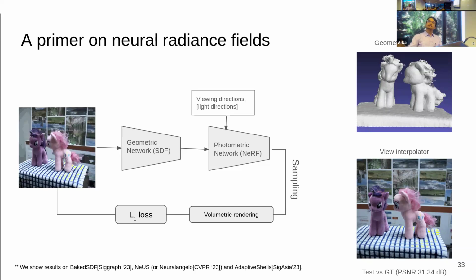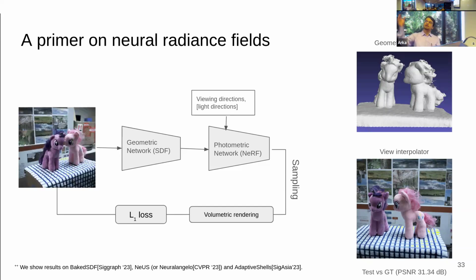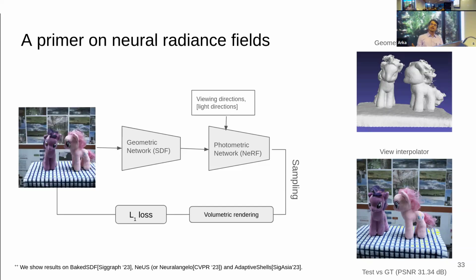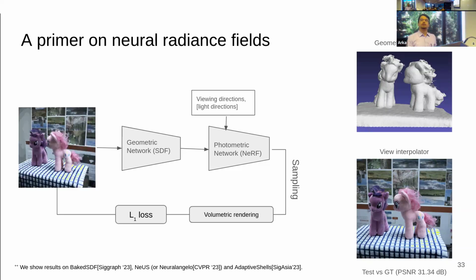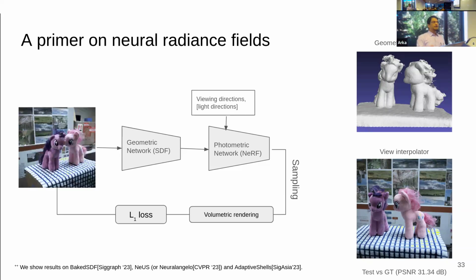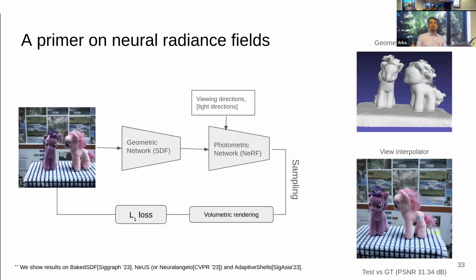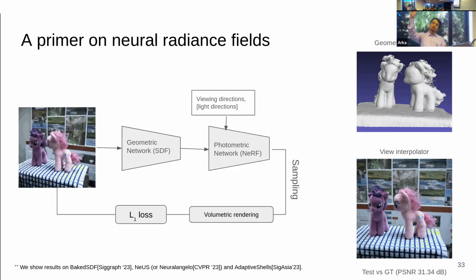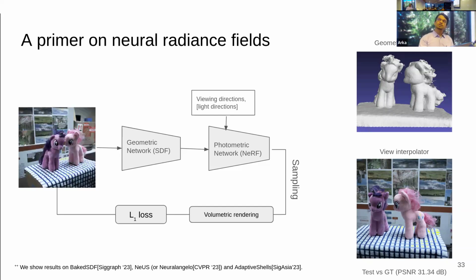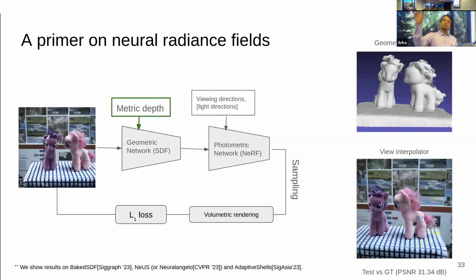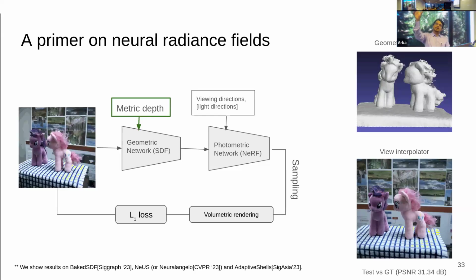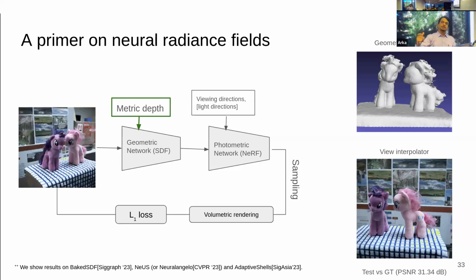The whole thing is trained using a single loss, which takes care of the geometric and photometric losses, and trained using differentiable volumetric rendering. Since we have access to some salient data, we are in a position to propose some improvements to this pipeline. So we propose three improvements. We want to include metric depth to accelerate the training of the geometric network.